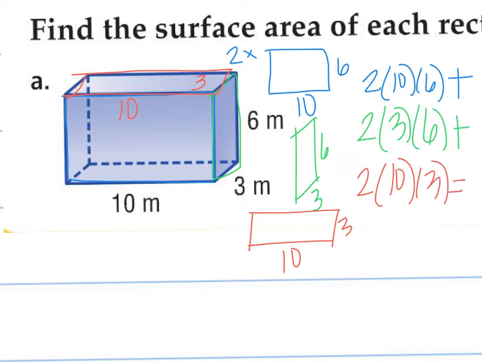And then we can add them together. So 2 times 10 is 20 times 6. I know 6 times 2 is 12. Add the 0. So 120. Plus 2 times 3 is 6, times 6 is 36. Plus 2 times 10 is 20, times 3 would be 60.